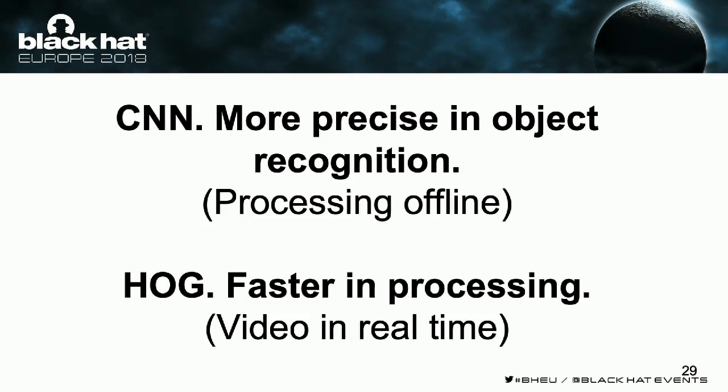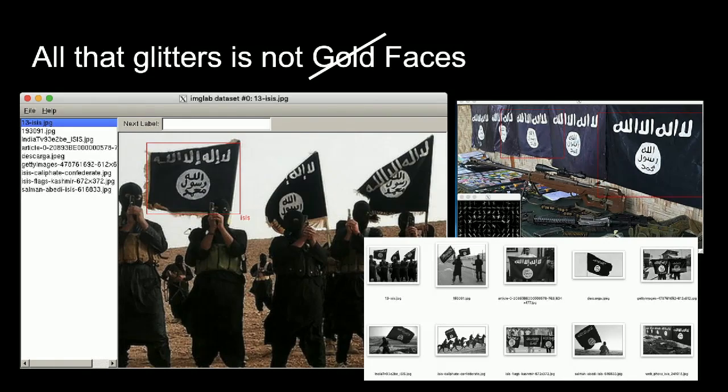Okay, when do you use CNN or HOG? Well, the CNN algorithm is more precise in object recognition, but in contrast, HOG is faster in processing. You can use it for offline processing or for video in real time. Yes. Well, these techniques of object recognition, face recognition in our case, can be used to identify a lot of objects like buildings, cars, flags, like you can see in the image, or guns and roses, all the things.